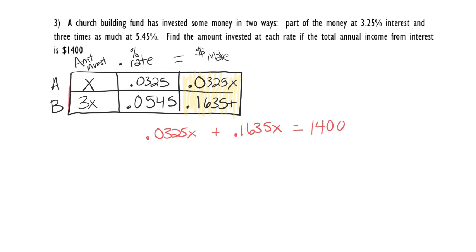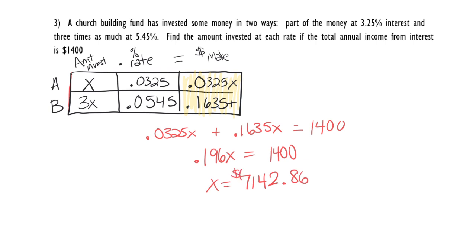All right, so I'm just going to add the two like terms together. I end up with 0.196x equals 1,400. And then take your 1,400 and divide it by that value, that 0.196. Okay, so here's what I got. I got 7142. This answer did not come out nice. I'm just going to round it to 86 cents.